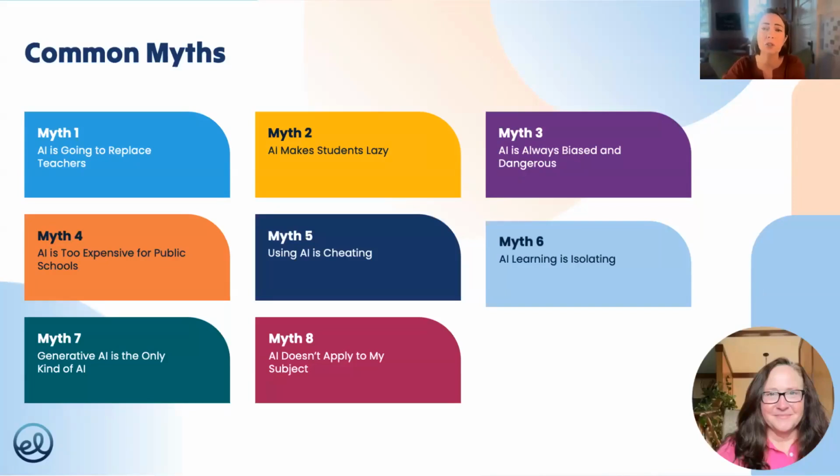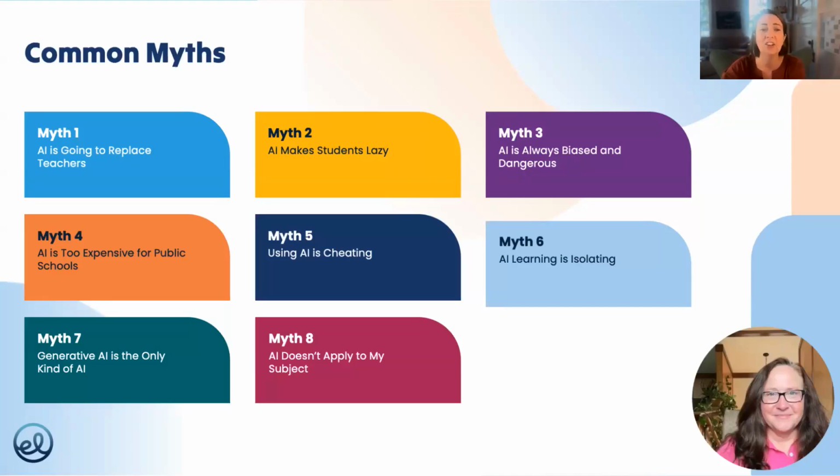Myth four, AI is too expensive for public schools. That's just not true, because there are so many free versions that do everything you need them to do. Myth five, using AI is cheating. Let's be honest, cheating has been around since school has been around. There's always a creative way to cheat. But if we're teaching them the intent of how to use it as a revision or a check or a brainstorming or thought partner, that's not cheating, that's learning. Think of it the same way as using a calculator. How do you use calculators to help you still do your work?